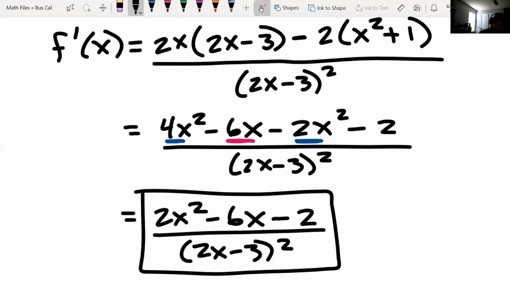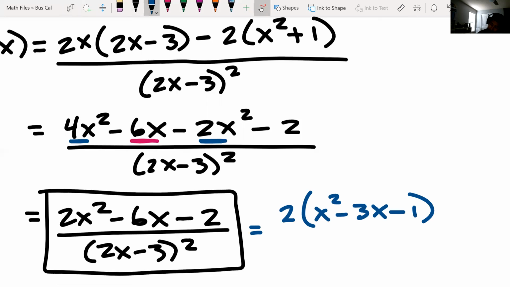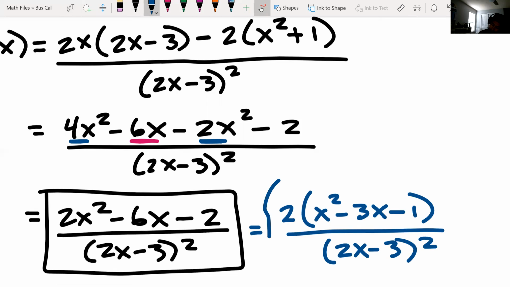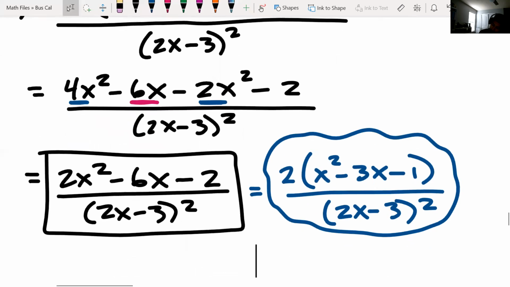And again, that should be a good answer, but if it did ask you to simplify more, you could take a 2 out and be left with x squared minus 3x minus 1 over 2x minus 3 squared. And there we go.